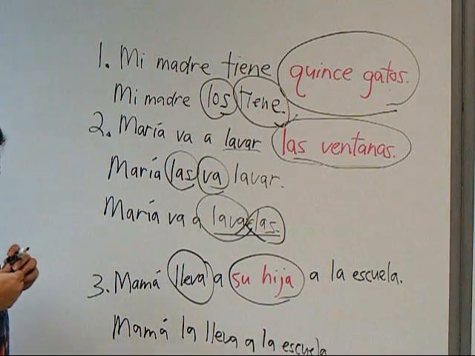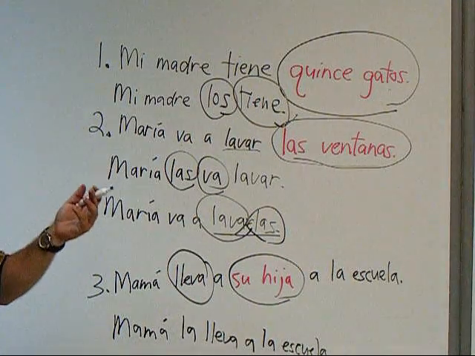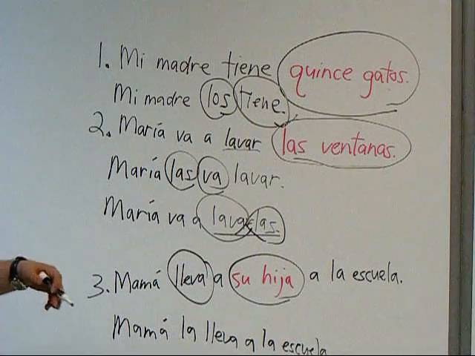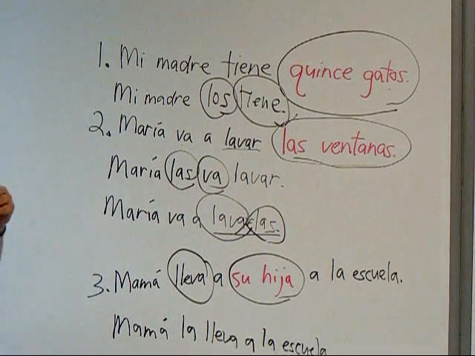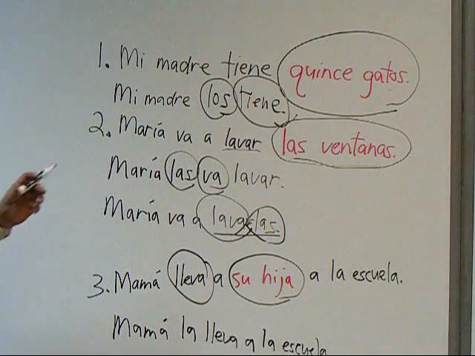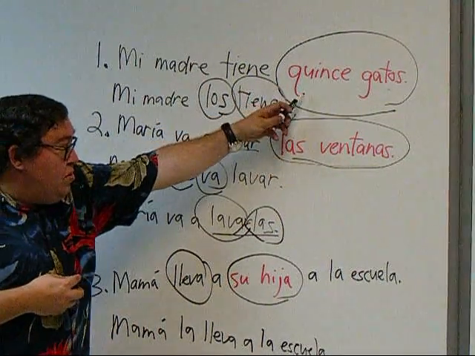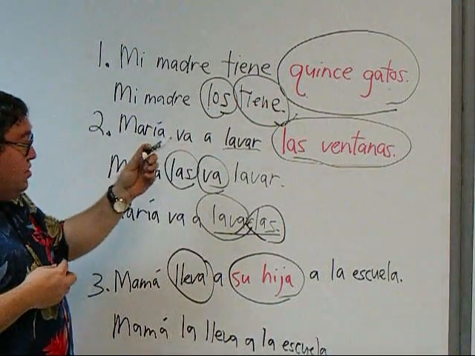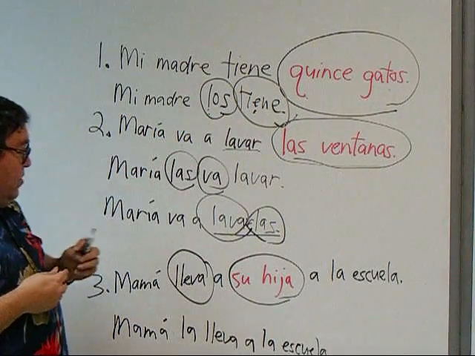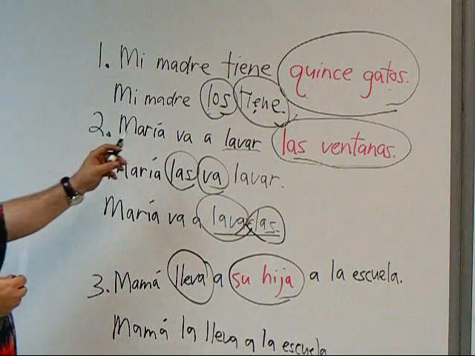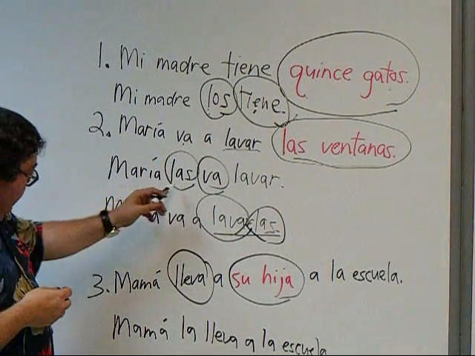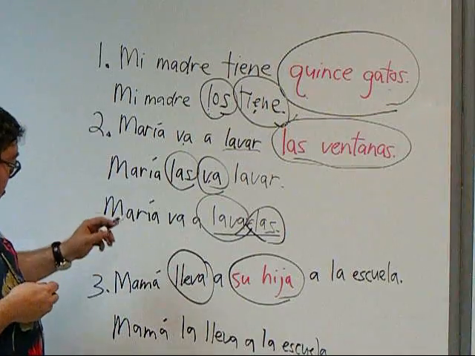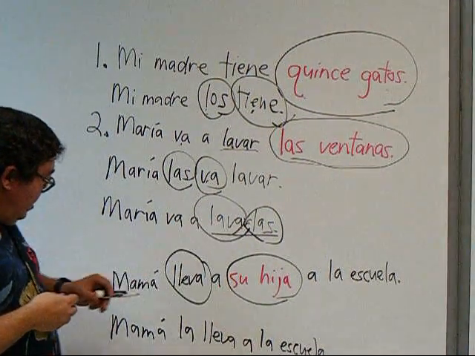Okay. This is the end of the lecture on direct object pronoun placement, and then your explanation on how to do some of your homework. Again, let's review the placement of the pronouns. First off, in number one, we put the replacement for quince gatos, which was los. We put the replacement pronoun right before the conjugated verb. In number two, we had both a conjugated verb and an infinitive. So we did one of each. In the first instance, we put it right before the conjugated verb, and in the second one, we put it right on the end of the infinitive.